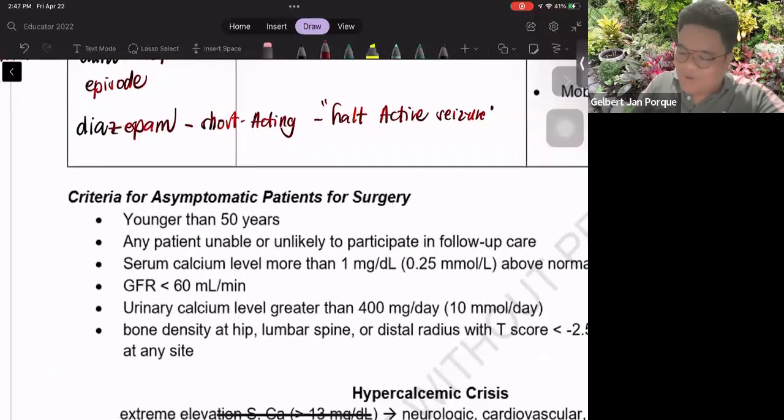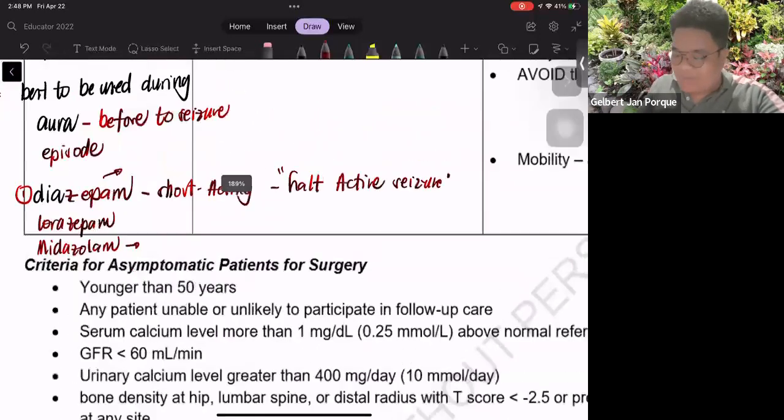Yes, very good, also lorazepam. And perhaps the other drug that you can think of is midazolam. The common ones used in pediatric patients are diazepam and midazolam. But class, diazepam is mostly used because it's more short acting compared to midazolam and lorazepam.